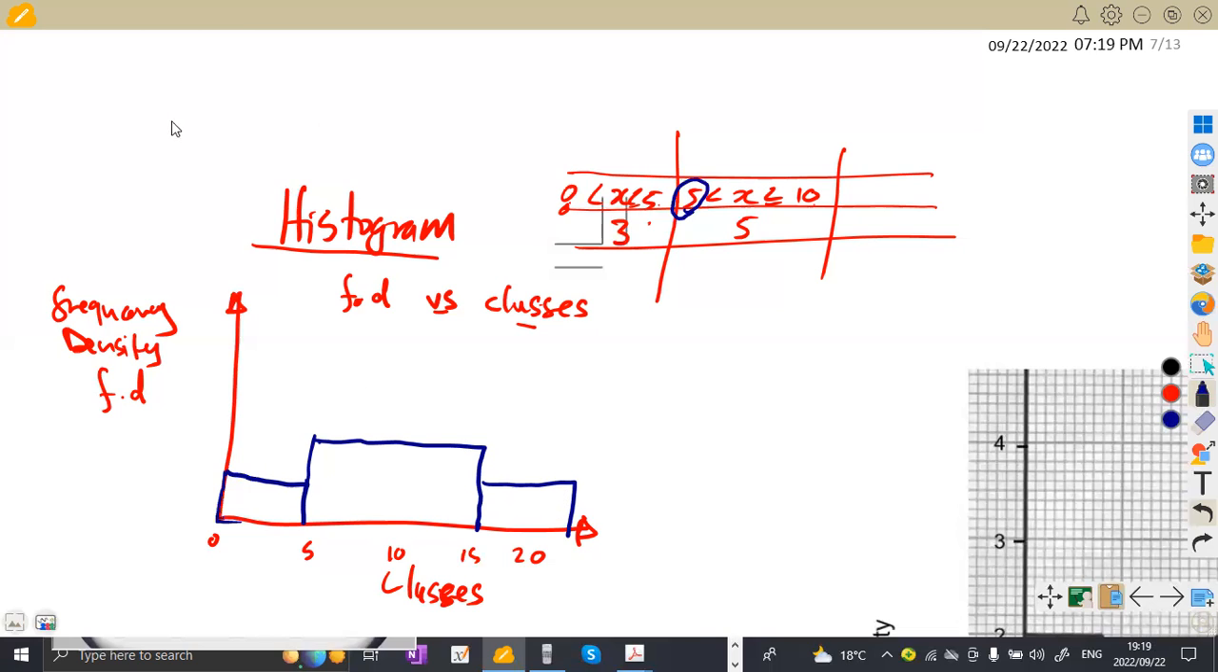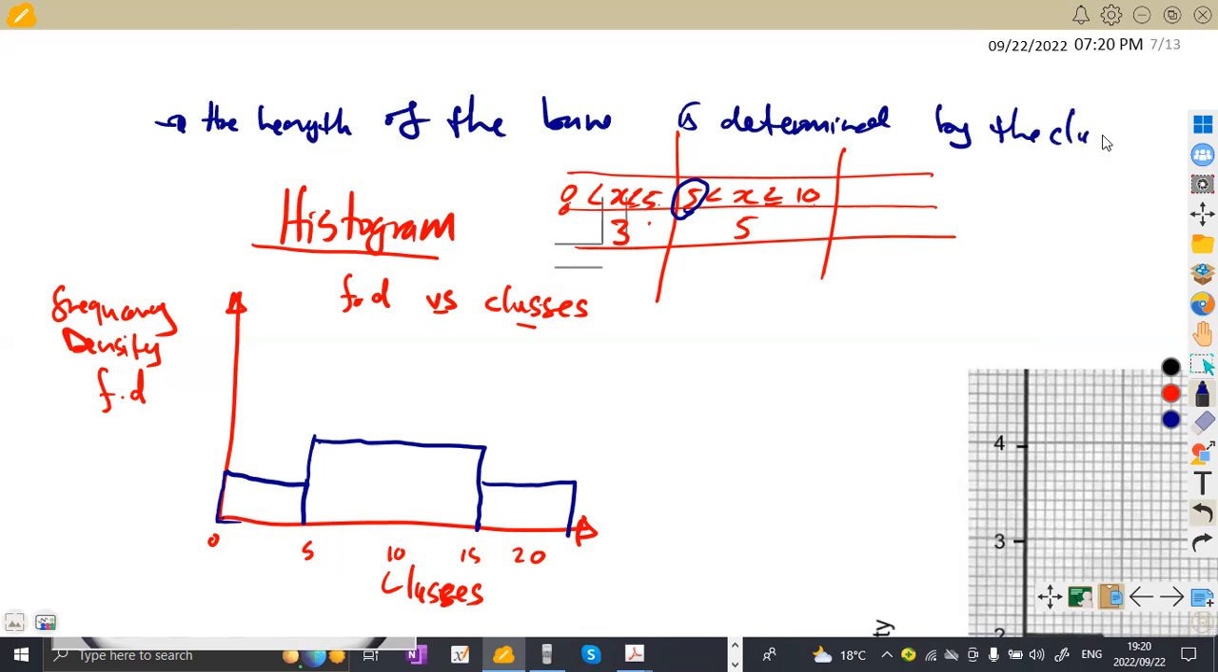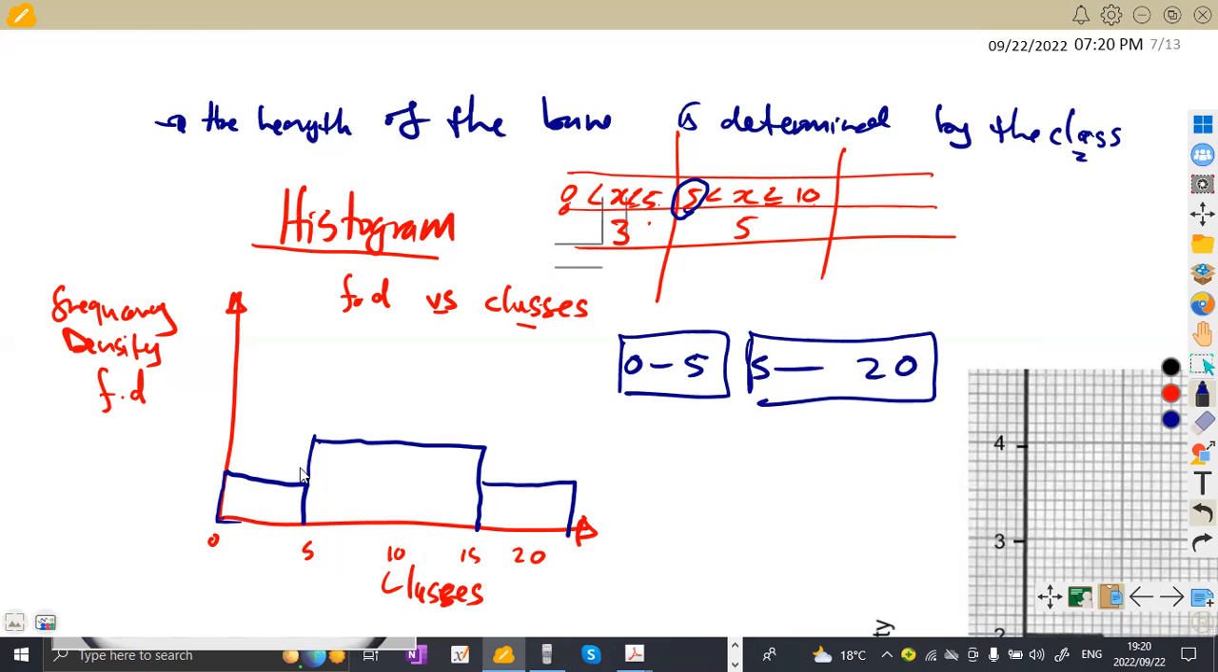Let me explain here. The length of the bar is determined by the class. How wide the class is determines how wide the bar is. Maybe one class is 0 to 5 and another is 5 to 20. We cannot treat 0 to 5 and 5 to 20 as the same; they are different. Since they differ by the class you are given, it determines how wide the bar is from where it starts to where it ends. That is what we have.